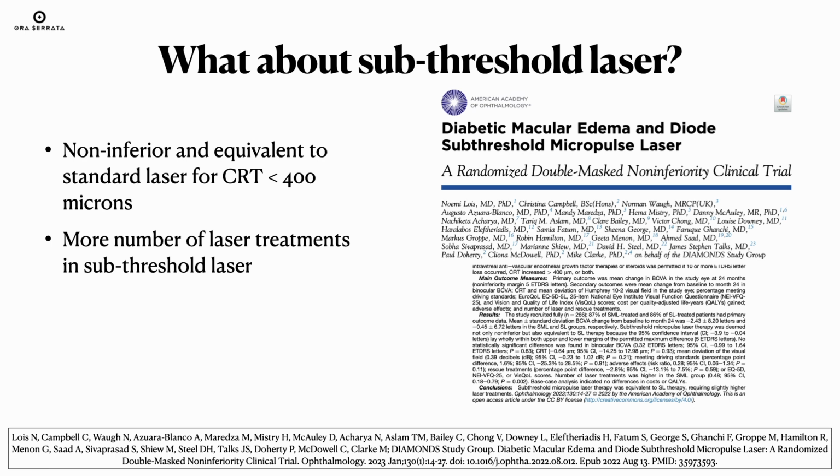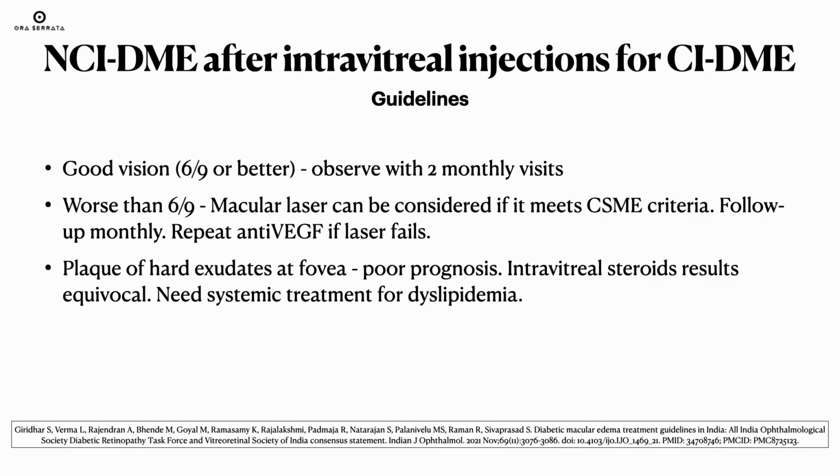So what about cases in which initially it was center involving DME. However, after intravitreal injections, it became non-center involving DME. So according to the guidelines, if the vision is good, that is 6/9 or better, then we can observe. However, if the vision is worse, that is less than 6/9, then macular laser can be considered. And if it fails, then we can always go ahead with anti-VEGF injections.